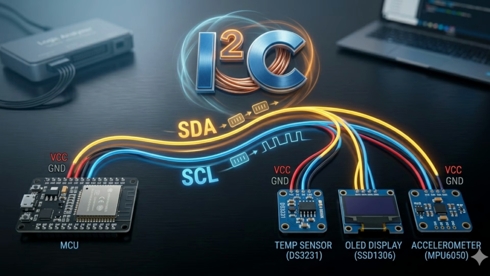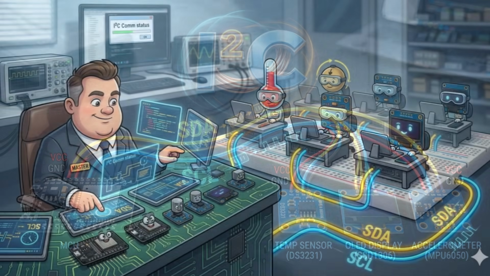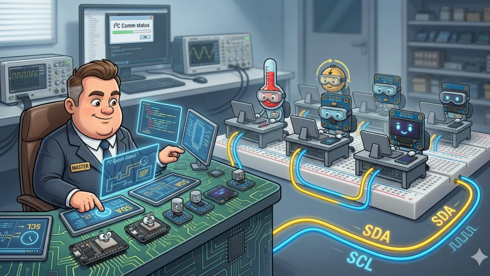SDA, or serial data, carries the actual information. SCL, or serial clock, keeps everything in sync. Think of it like a classroom. The master is the teacher, and the slaves are the students. Only one person talks at a time to keep things organized.